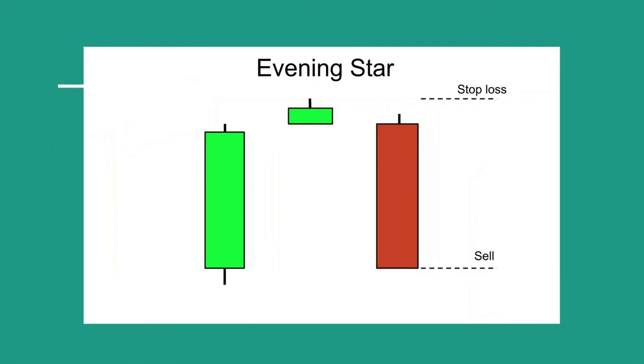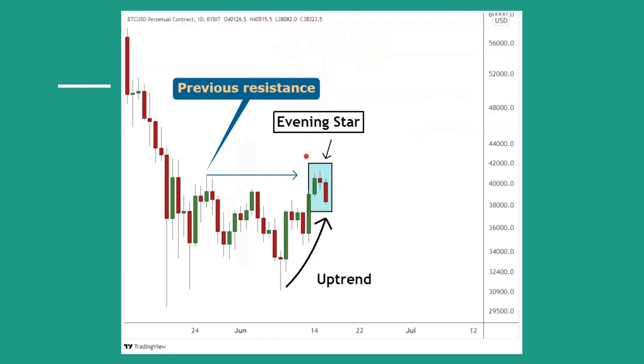But let's see how you can trade the evening star. Once you identify this pattern on a chart, you can enter a short trade after the close of this 3rd candle. You can enter just one tick below this close and also put your stop loss either above the high of this red candle, or one tick or a little bit above the high of this star. Let's take a look at a real chart, which is the Bitcoin chart.